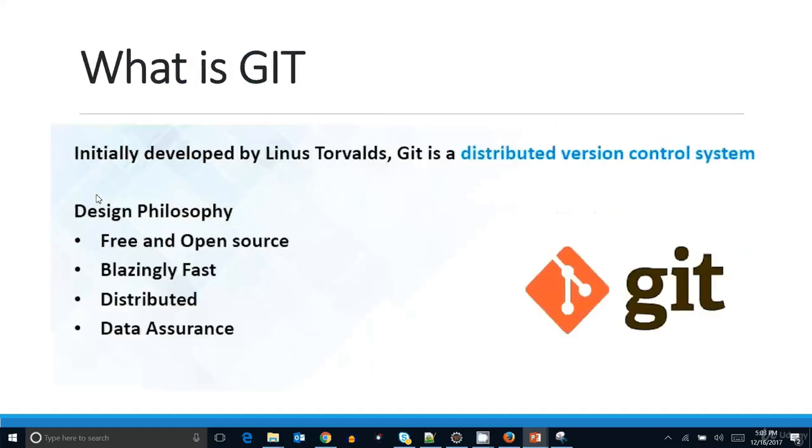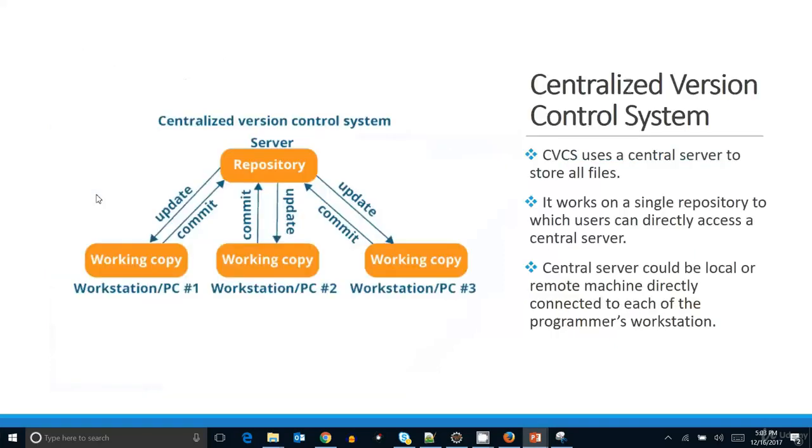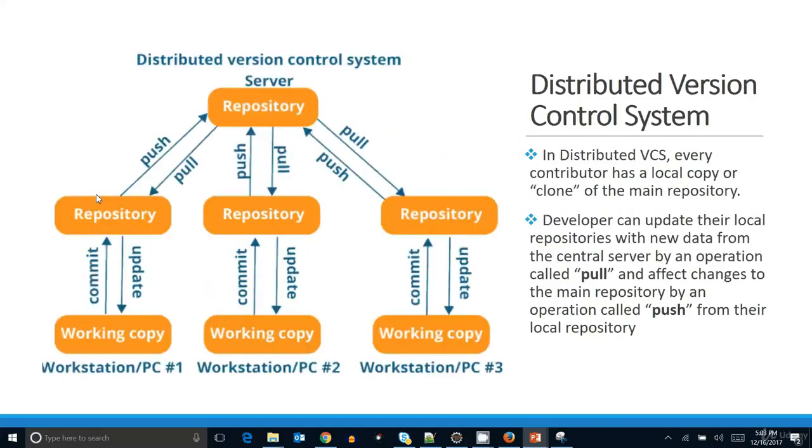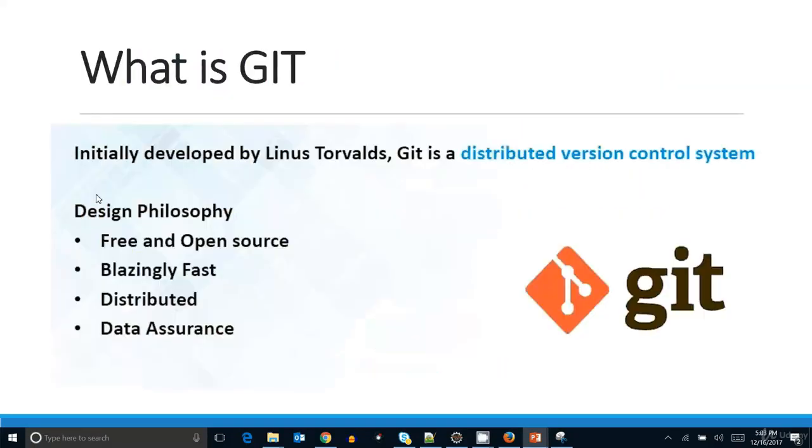Now guys, the last thing is what is Git. Git was developed by Linus Torvalds. This is the guy who developed Linux as well. This is the genius, and I'm a fan of this guy. Git is a distributed version control system. We have seen two kinds of version control system. The first one was the centralized version control system, and the second one was the distributed version control system. So Git is the second type.